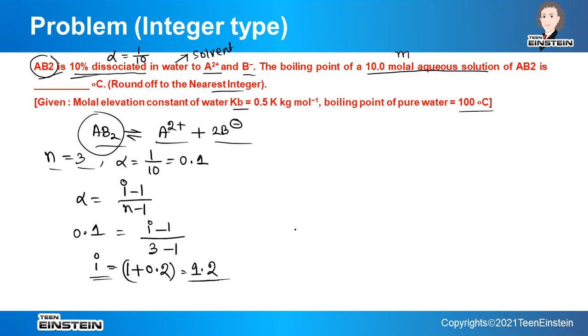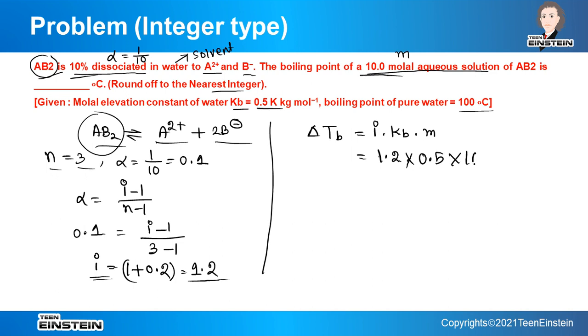Okay, so now we know the value of i. Next, from this relation, del TB is equal to i into Kb into molality. So now put all the values. This is 1.2, Kb value is given as 0.5, and molality given is 10. So this will be equal to 6. But here del TB is not asked. Here the boiling point is asked. That is, after increasing, what is the final boiling point, that we have to find out.